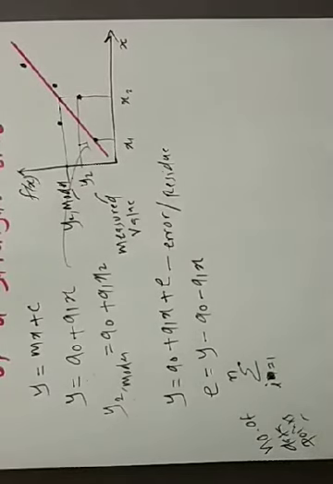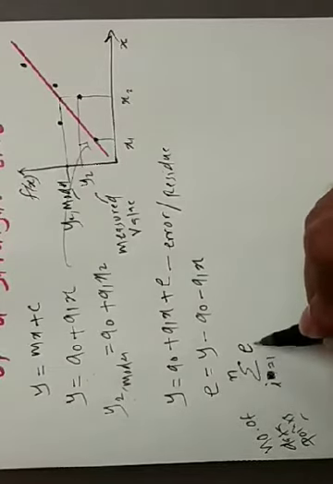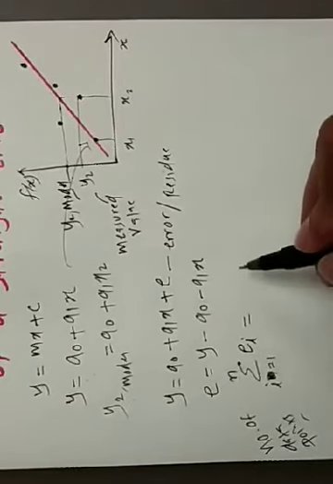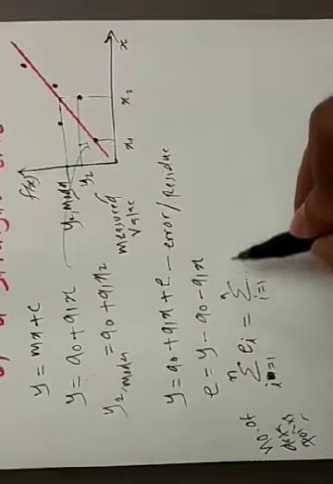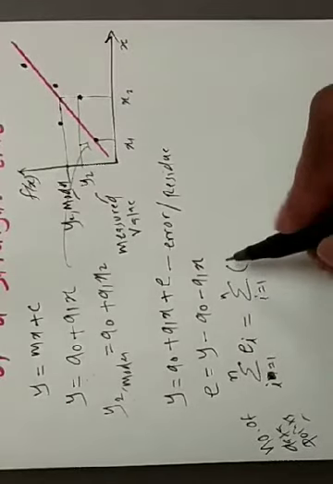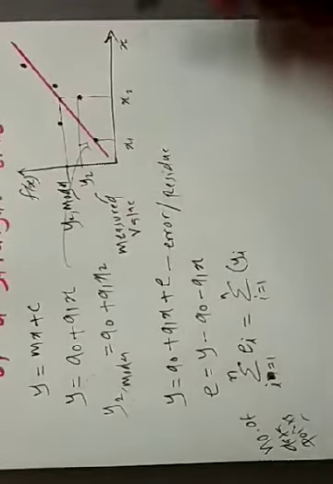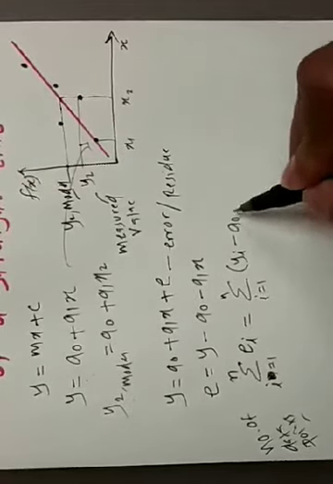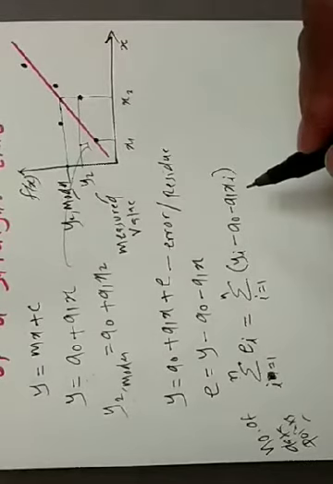Suppose we have 7 data points, so n will be equal to 7. So the summation of this error for these 7 points will be equal to the summation from i equal to 1 to n of (yi minus a0 minus a1 xi), where i means the number of points 1, 2, 3, 4, and so on.